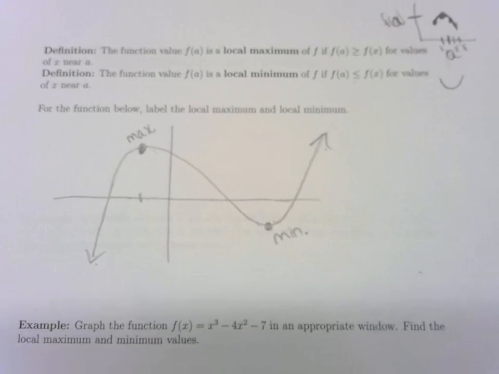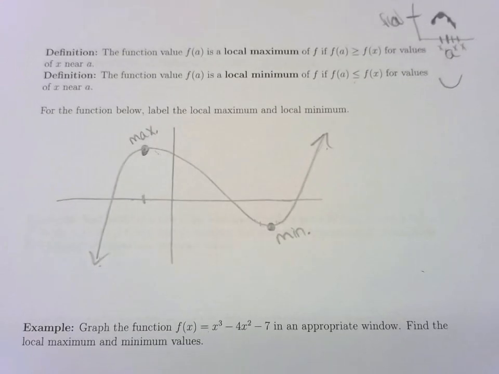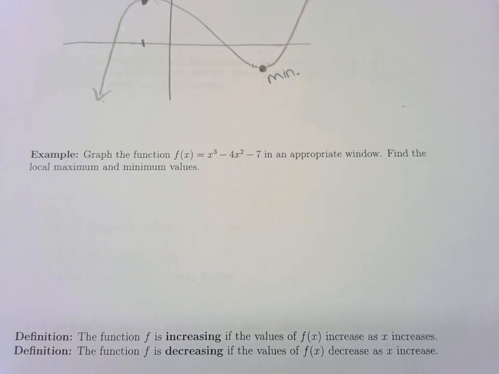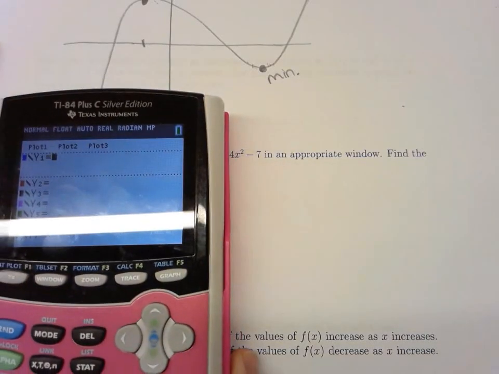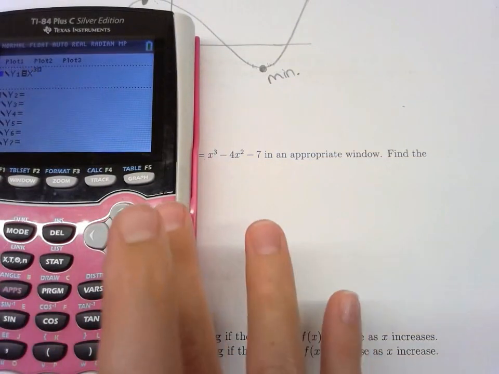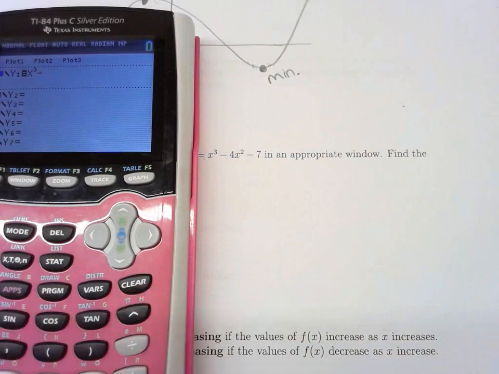Okay, so we have the next example. It says graph the function f of x equals x cubed minus 4x squared minus 7 in an appropriate window. Find the local maximum and minimum values. On your SAT, I don't think you would be asked to graph something this complicated because you're not required to have a graphing calculator. So I would think that they would give you a picture like this, but you will have to do some graphing. So just keep that in mind. Probably not something this complicated.